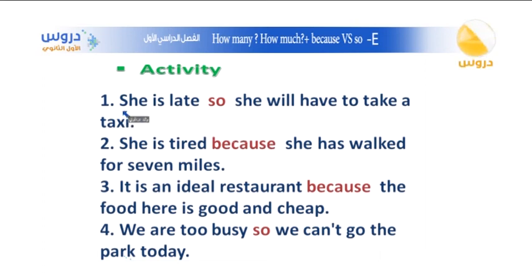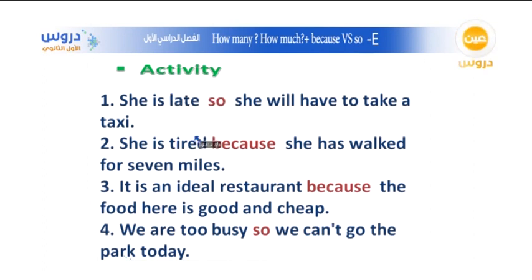In the first sentence, she is late, so she will have to take a taxi. Cause here. Whereas number 2, she is tired because she has walked for 7 miles. In the second sentence here, she is tired. Why? Because she has walked for 7 miles. Whereas she is late in the first sentence, she is late. Why? Does not fit here. Alright.